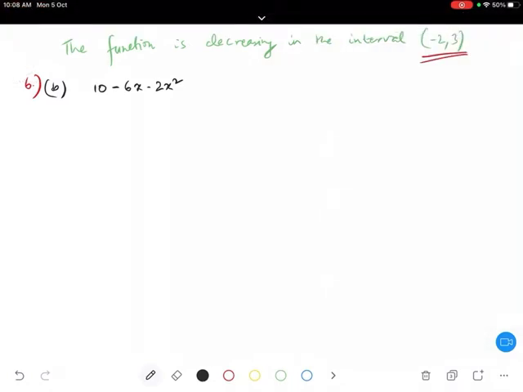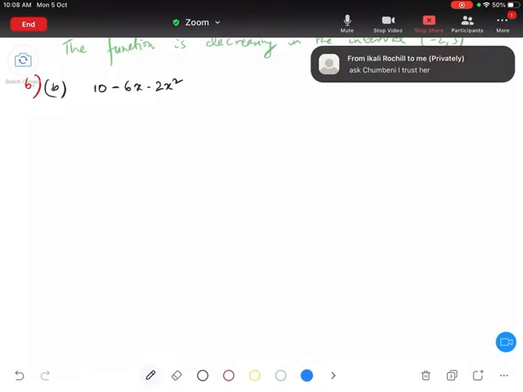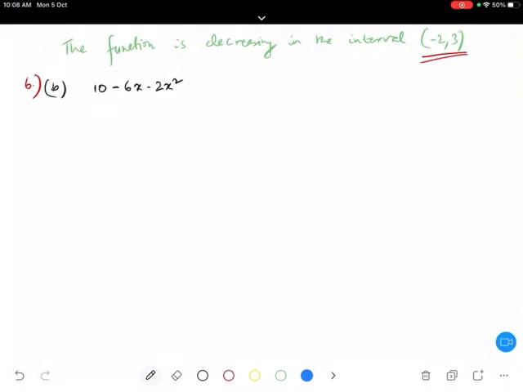I will find the slope. And how to find the slope? I will differentiate this function with respect to x.